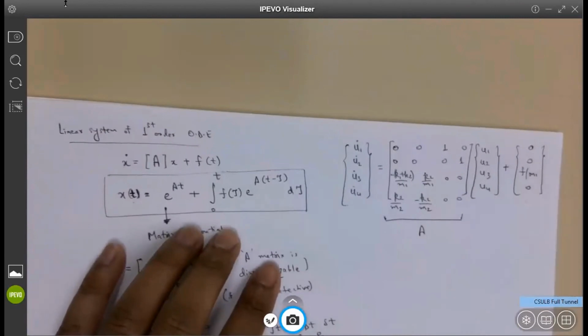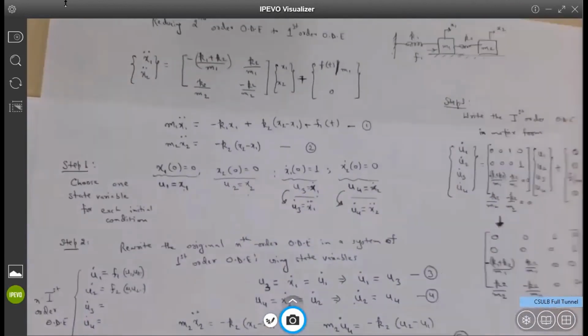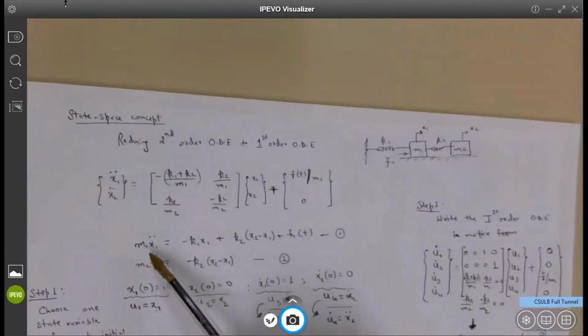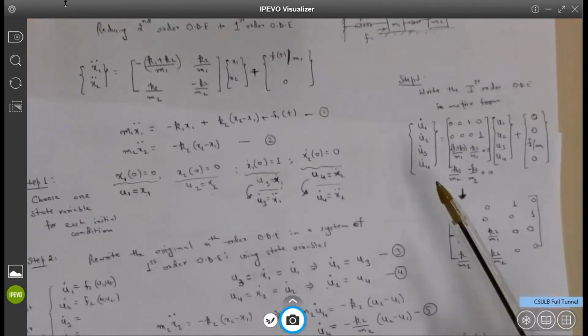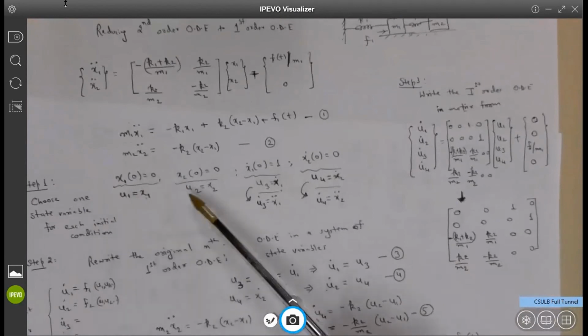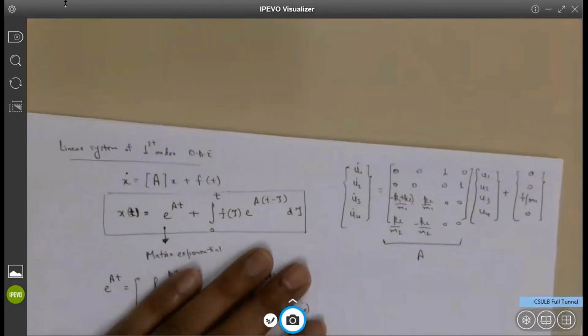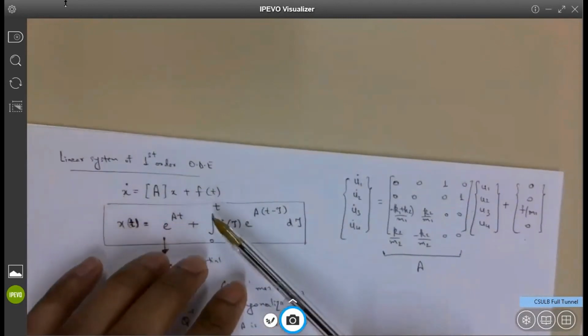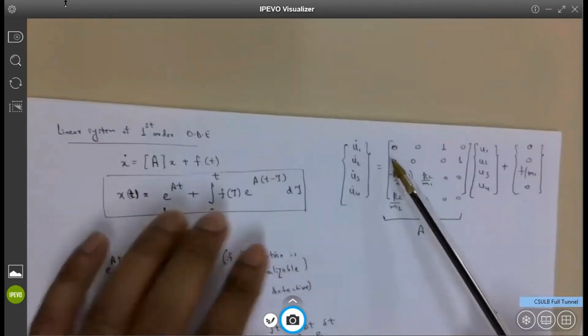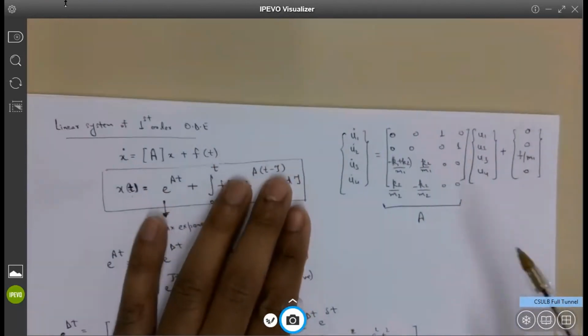Let me go back. What we have done is try to convert this second order differential equation into a first order differential equation, and we were successful in doing that by choosing this type of state space variables. Once we have this first order differential equation, we know the solution exists. So the solution for these equations will also exist; it will be the same as this.